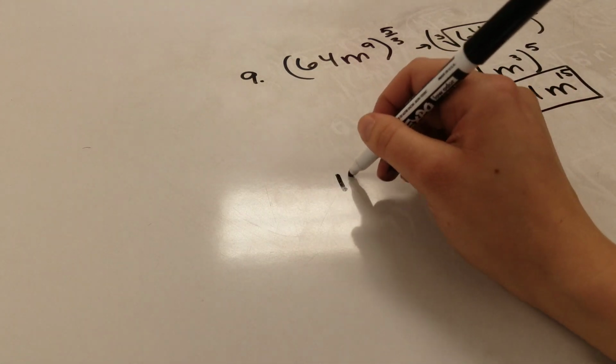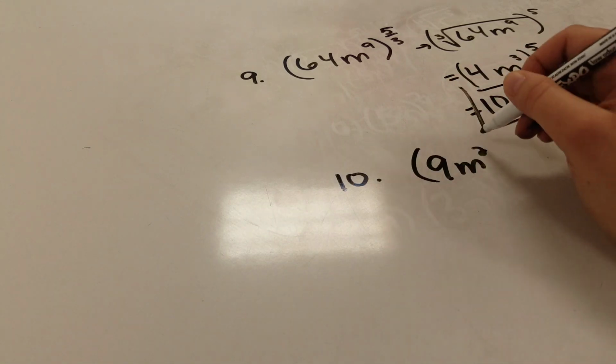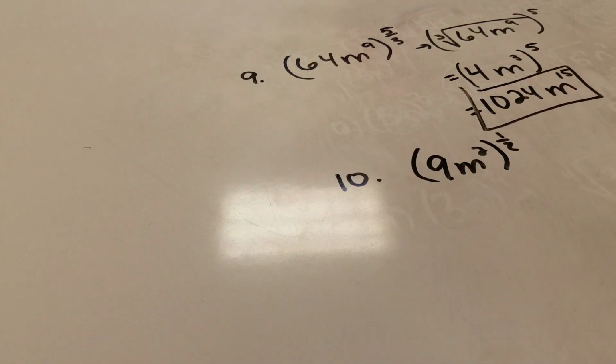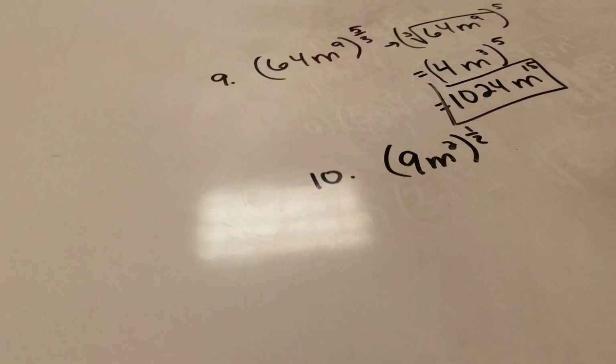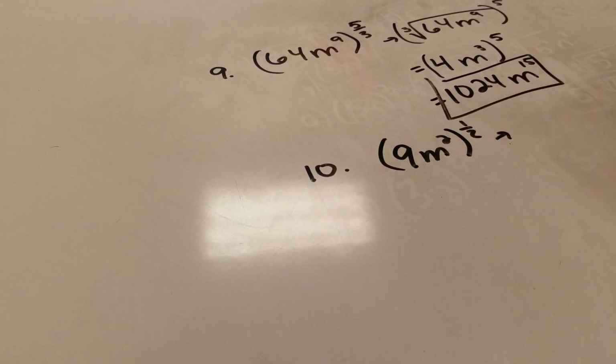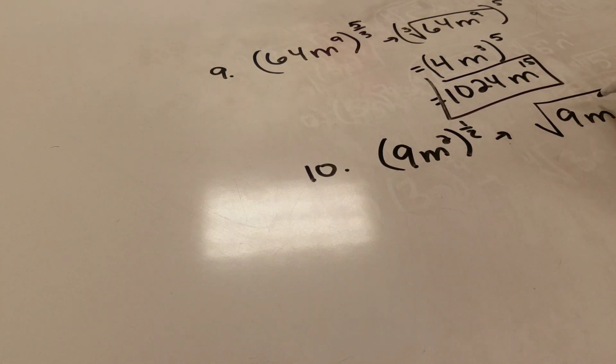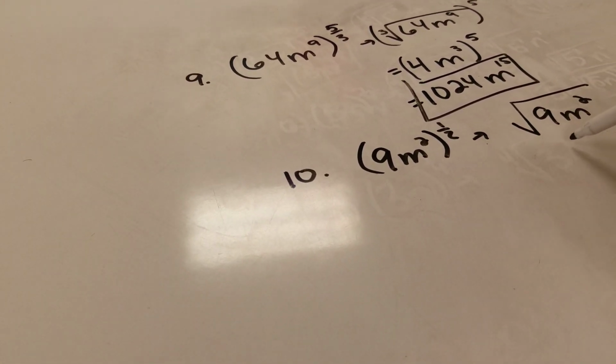Okay. 10, a little bit easier. We have 9m squared all to the 1/2. So again, if you want to, you could write it as a radical. You could also distribute it and then make it radical. I'm going to rewrite it as a radical first. So we end up with the square root of 9m squared. So basically we just have the square root of 9, which is 3, and the square root of m squared, which is just m.